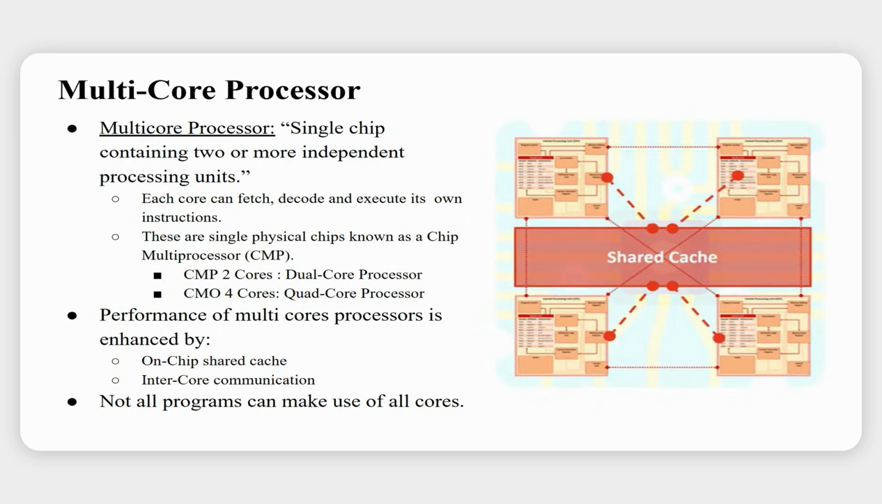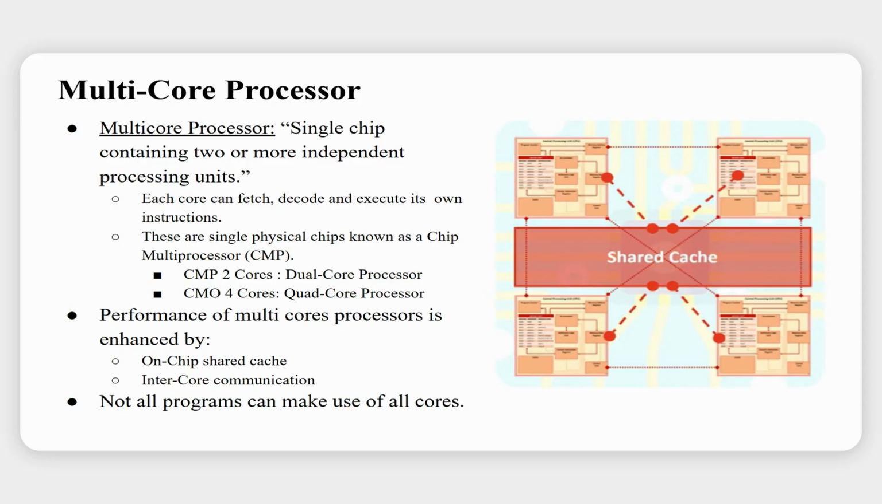A multi-core processor is when a single chip contains two or more independent processing units. Each core can fetch, decode, and execute its own instructions. These are single physical chips known as chip multiprocessors (CMP). A CMP with 2 cores is a dual core processor, and a CMP with 4 cores is a quad core processor. The performance of multi-core processors is enhanced by a shared cache on the chip and inter-core communication.